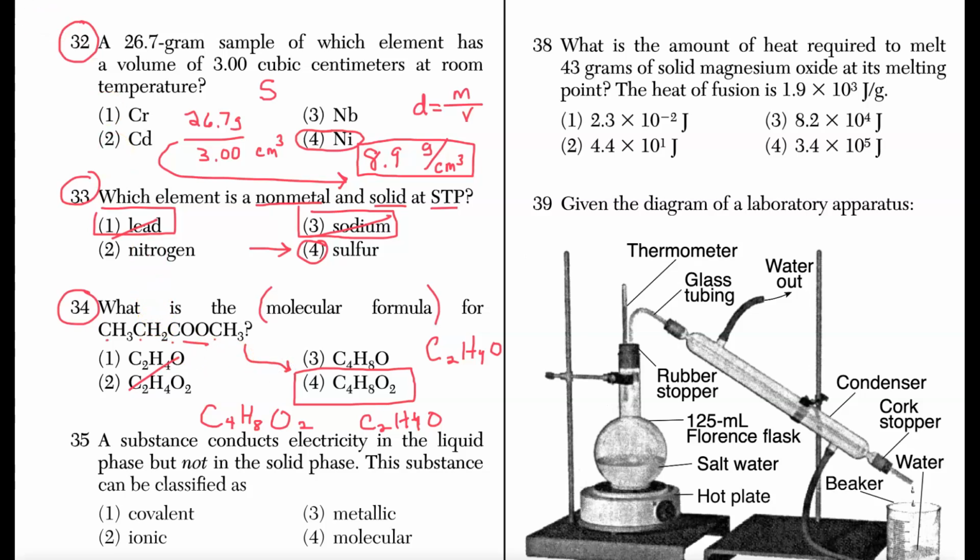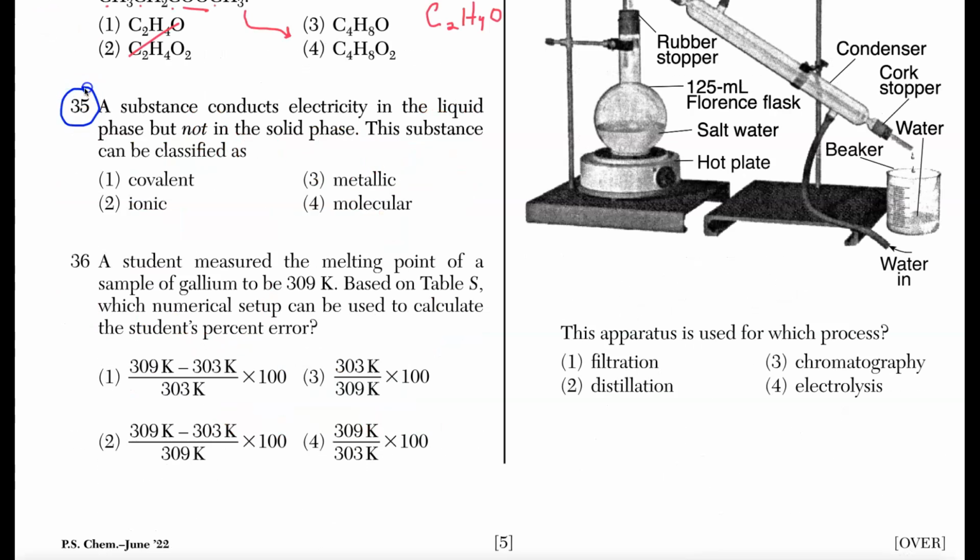On to 35. Number 35. A substance conducts electricity in a liquid phase, but not in a solid phase. Boy, this is kind of like straight definition. Okay? It is an ionic compound. Now, the answer needs to understand, when you conduct electricity, you have two abilities, or one of the two abilities.